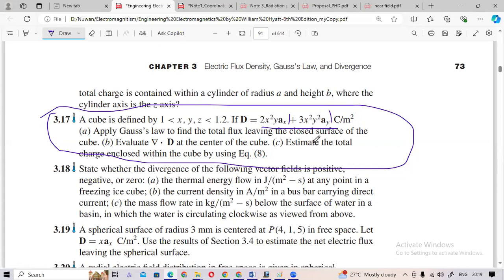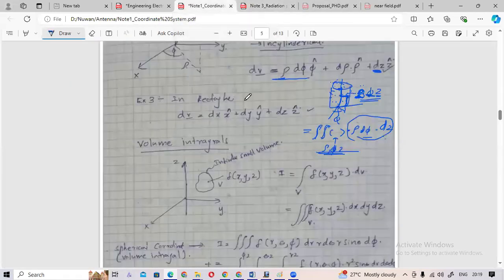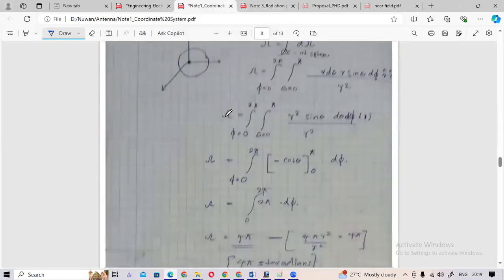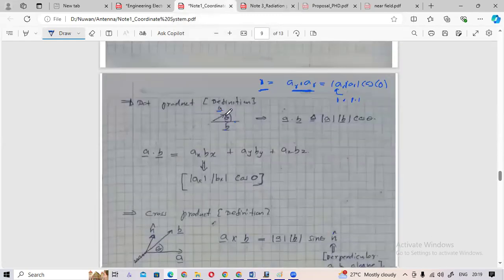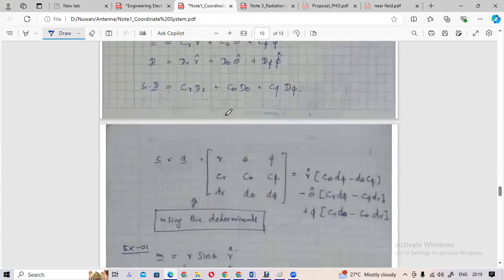So try to do this question by yourself, and the divergence also you need to find. I think you know what is divergence. Just explain it because the divergence is related with the Gauss law. There is another Gauss law form that is called the vector form of the Gauss law.